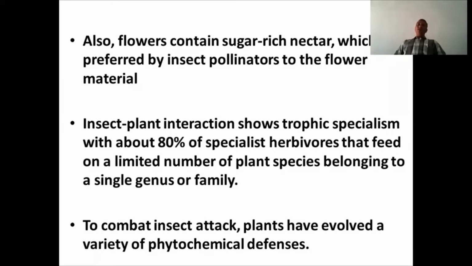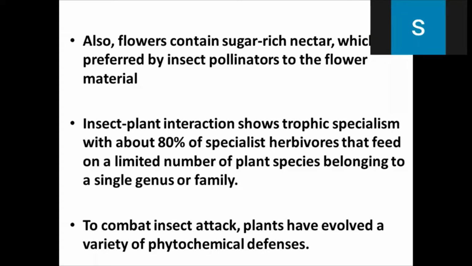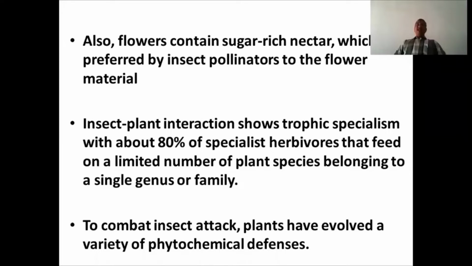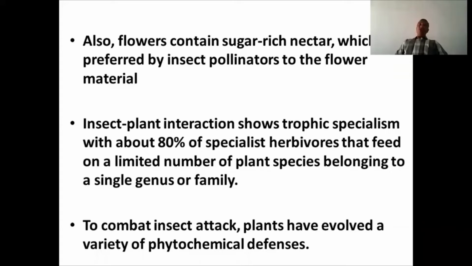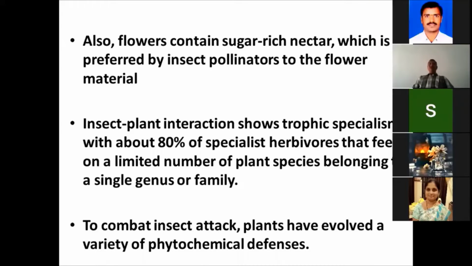And it is said that approximately 80% of the herbivores attack a particular plant species or a particular single genus or family. Like you can see, some insects attack groundnut, some insects attack paddy. When I am talking about herbivores, 80% of the herbivores attack a single group of plants. They will not go into different plants.